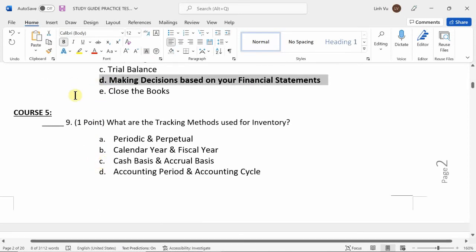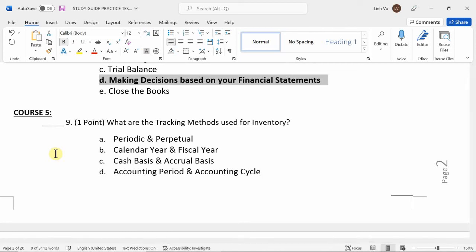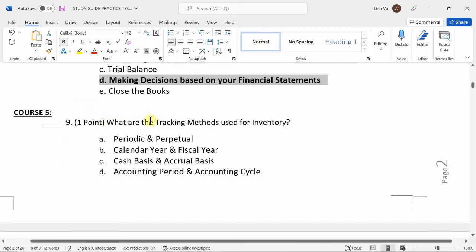Okay. So that was chapter 4. All right. So chapter 5. Excuse me. Number 9. What are the tracking methods used for inventory? A. A, periodic and perpetual, right? This one says, what are the tracking methods? How do you keep track of your inventory? You either do it on a periodic basis or a perpetual basis, right?